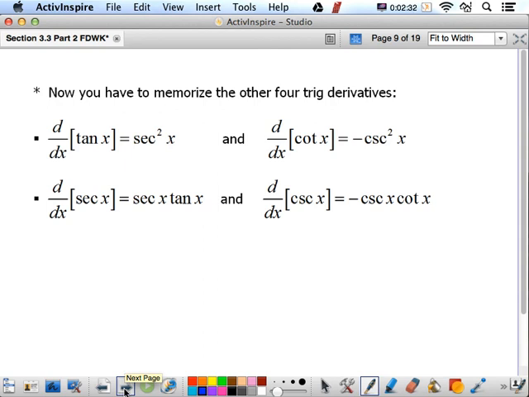All of the trig functions that begin in C will have a negative derivative. The derivative of secant is secant x times tangent of x, and the derivative of cosecant of x is negative cosecant of x times cotangent of x.